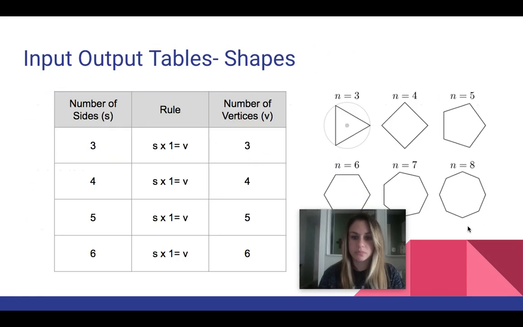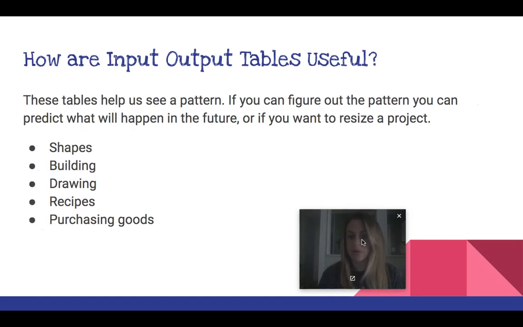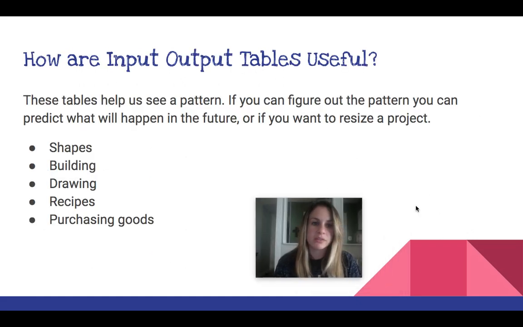Okay, so where are some places that you might use this? We know that tables help us see patterns. There's patterns everywhere. We know that there's patterns in science and in nature. We also know that there's patterns in math. We can see patterns with shapes. If you're ever building something or drawing something, we can even see patterns there. And whenever we're making recipes and purchasing goods, we're going to go into a little bit more detail of what I mean. How is there a pattern in some of those things if we want to resize or create something? Okay, let's take a closer look at that.